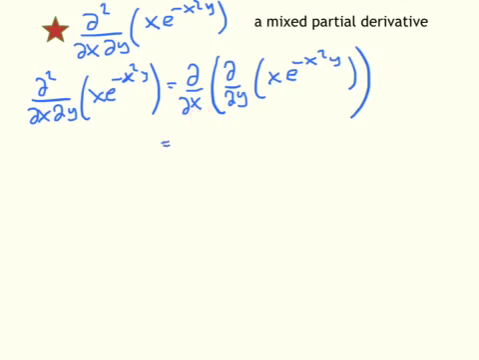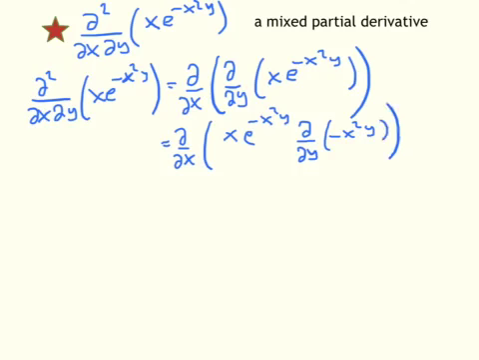So what we have is the derivative with respect to x of, we'll work this out later. Now, here the x factor is a constant as far as the y is concerned, so we can pull it through. So we can just write down x. The derivative with respect to y of the exponential is going to be the exponential e to the minus x squared y times the derivative with respect to y of the argument of the exponential, which is minus x squared y. So this derivative here, the derivative with respect to y of y is 1, so we're going to get minus x squared.